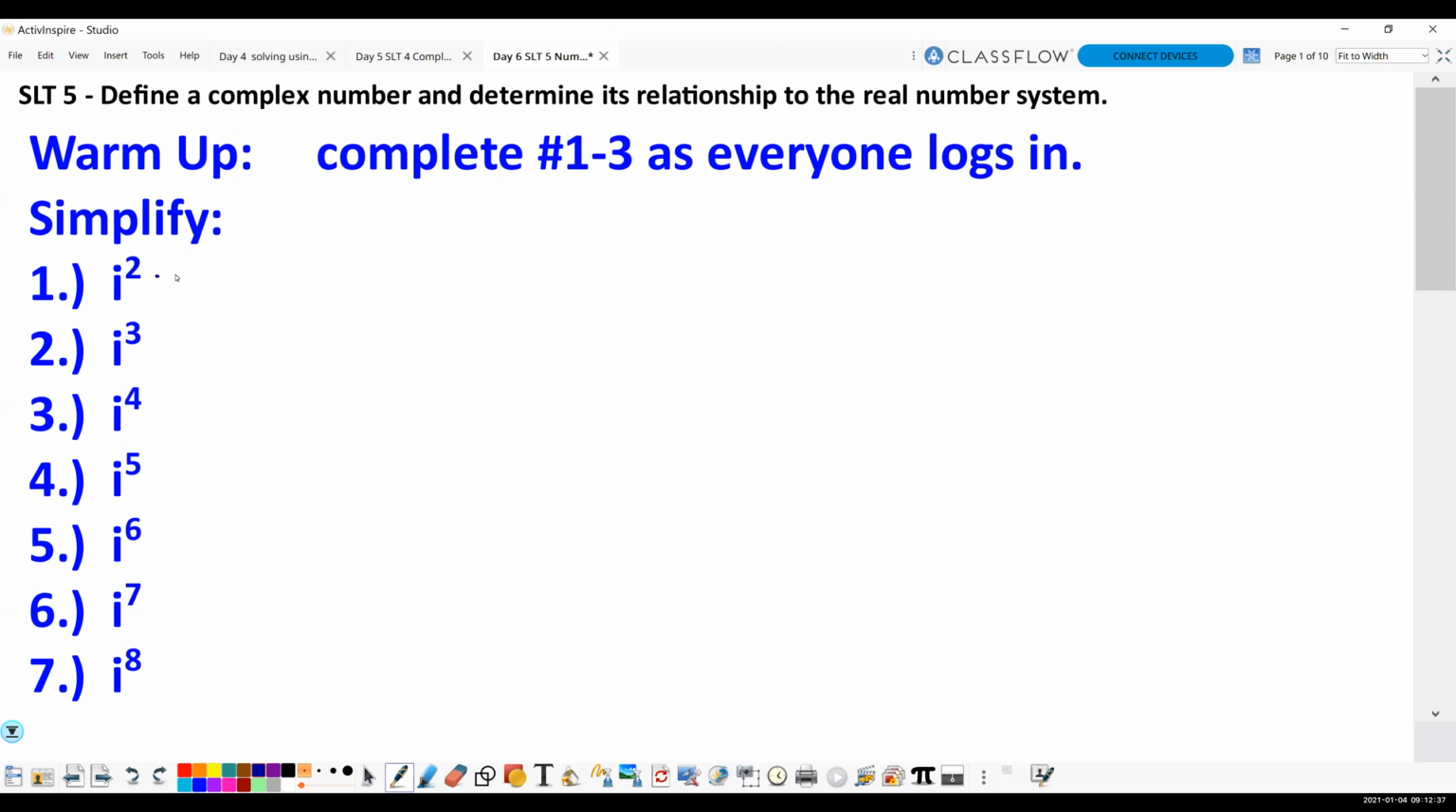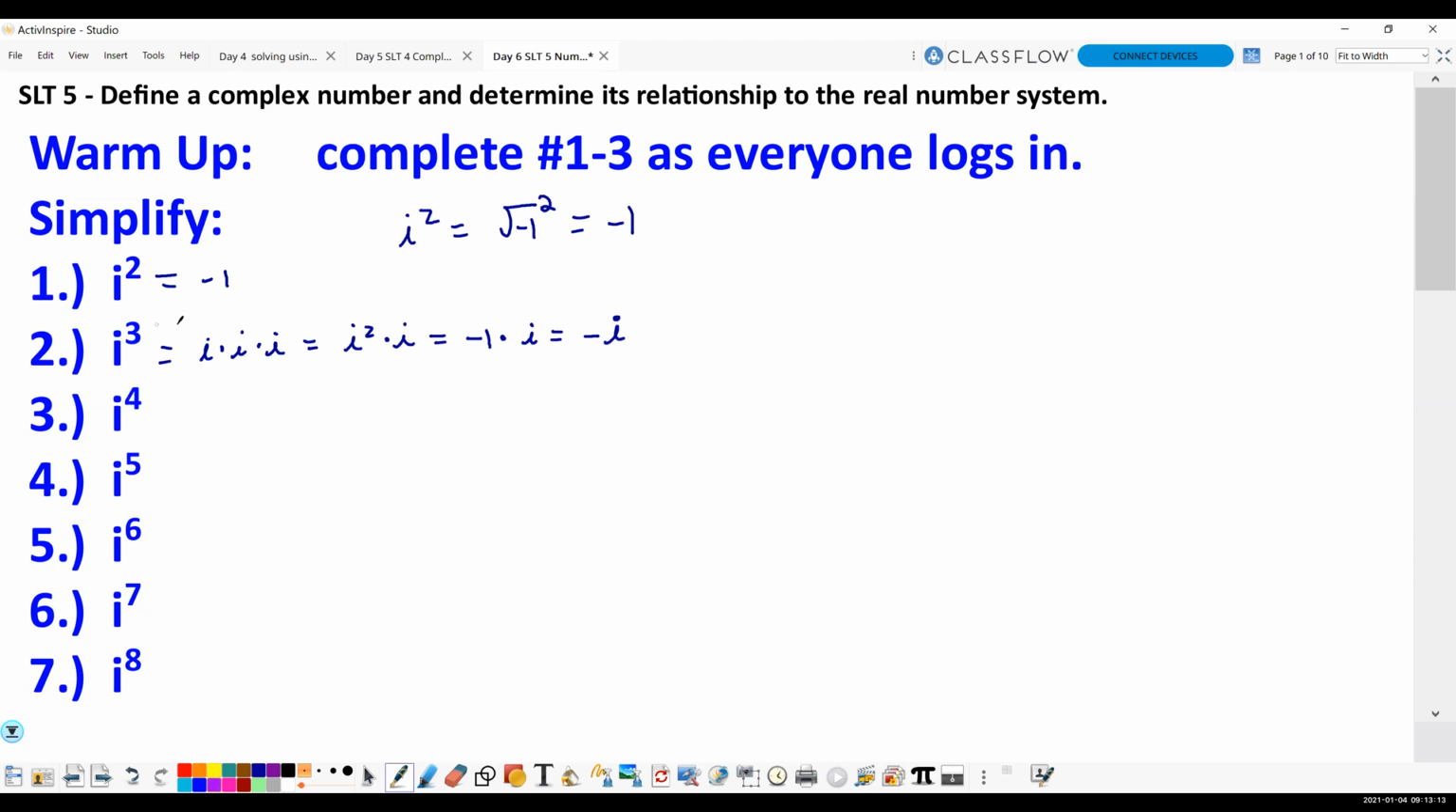So hopefully everybody got that i squared is just -1, because as a reminder, i squared is the square root of -1 squared, which is just -1. So now for i to the third, we can rewrite that as i times i times i, which is the same thing as i squared times i. And we know that i squared is -1, so we have -1 times i, which gives us -i.